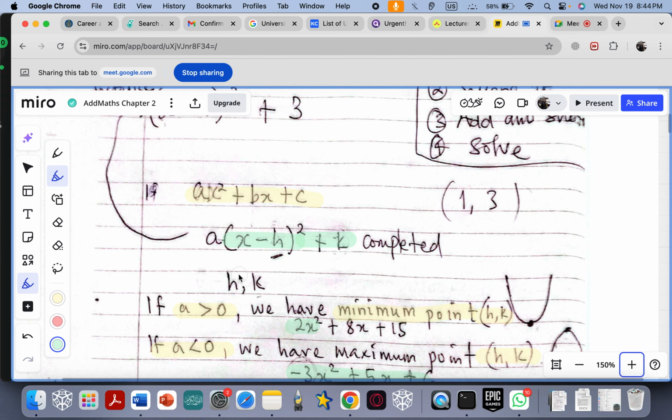For example, if you have 2x squared plus 8x plus 15, you can see that the coefficient of x squared is 2. This coefficient, called a, is greater than 0, so you're going to have a graph like this, a minimum point. On the other hand, if a is less than 0, you know what that means? It means negative numbers.